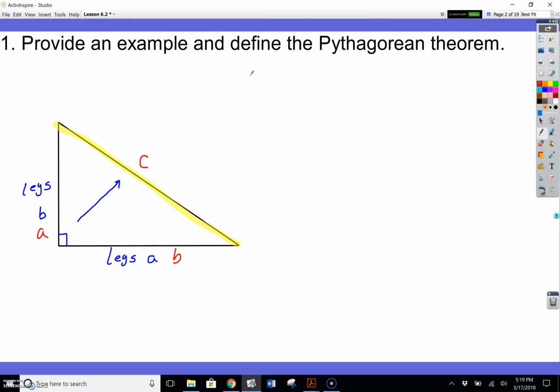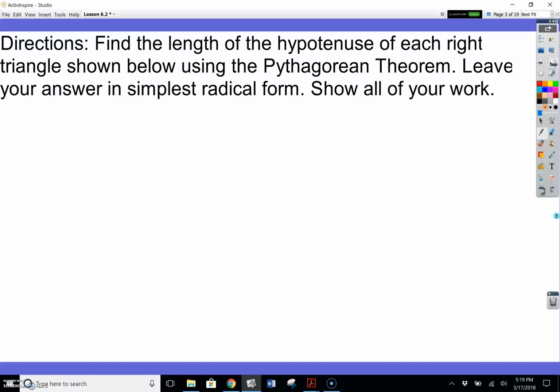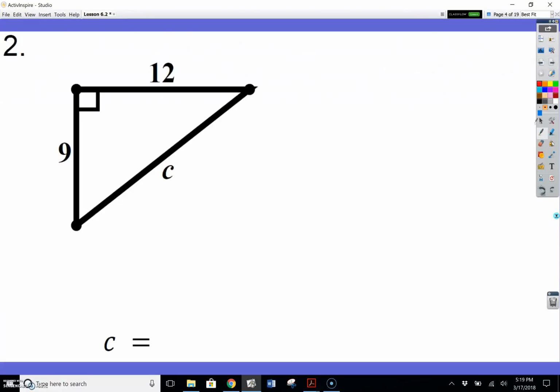Now, as a quick reminder, the formula for the Pythagorean theorem is A squared plus B squared equals C squared. This formula is going to be used to find missing sides of a right triangle. So it says directions: find the length of the hypotenuse for each right triangle shown below using the Pythagorean theorem. I want you guys to realize that here is my right angle, and across from that is my hypotenuse. This is always the longest side.